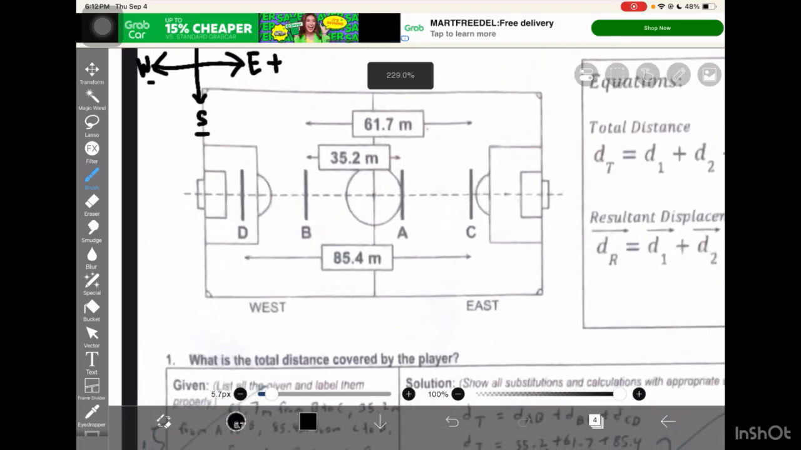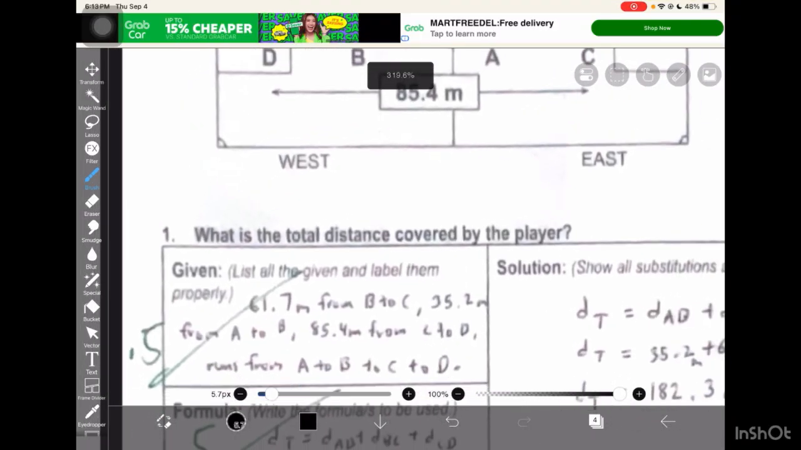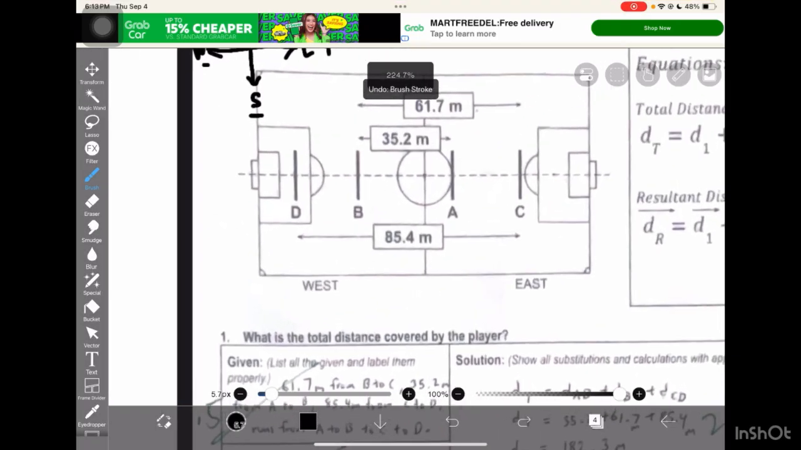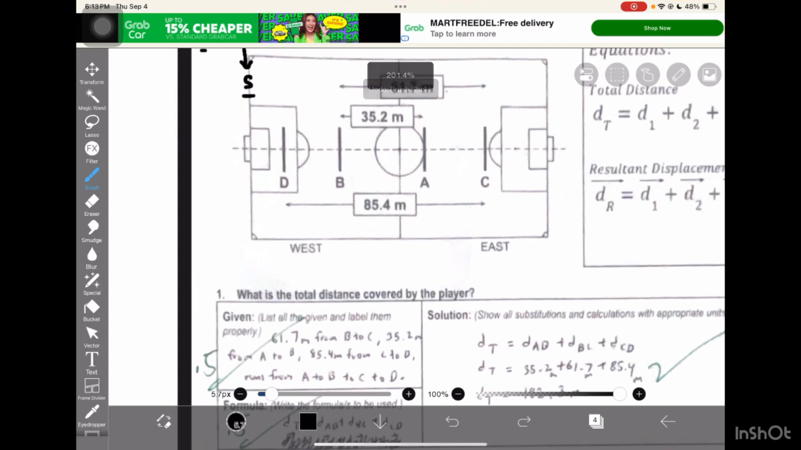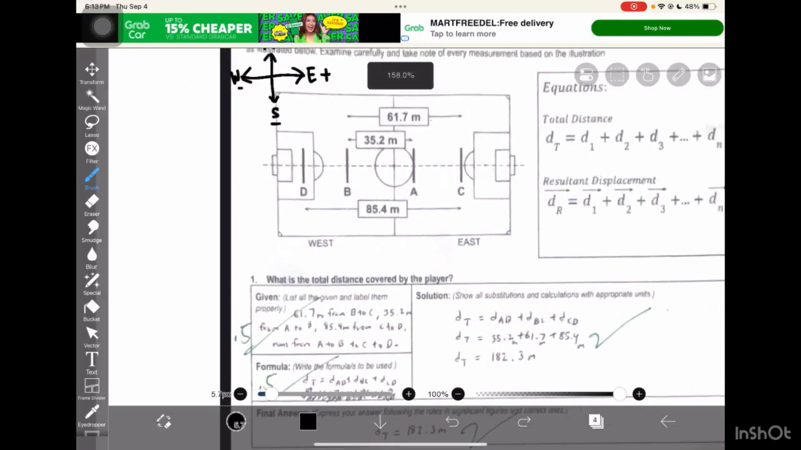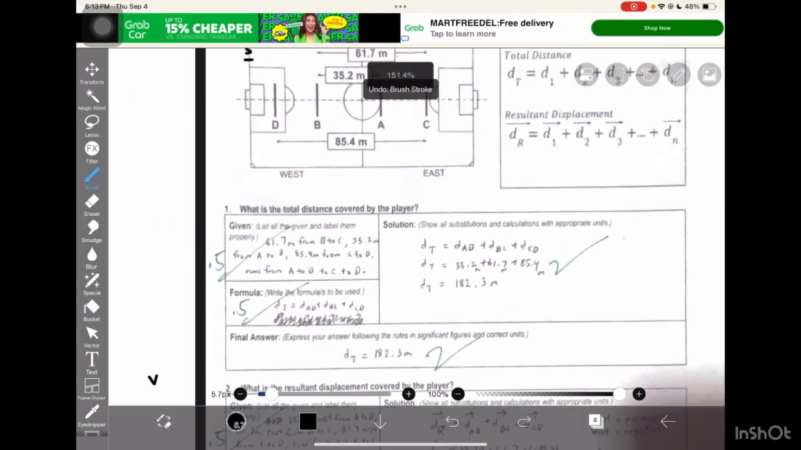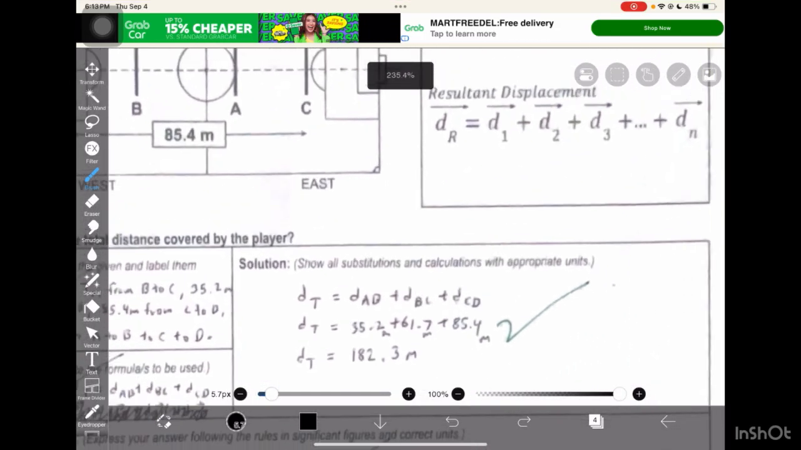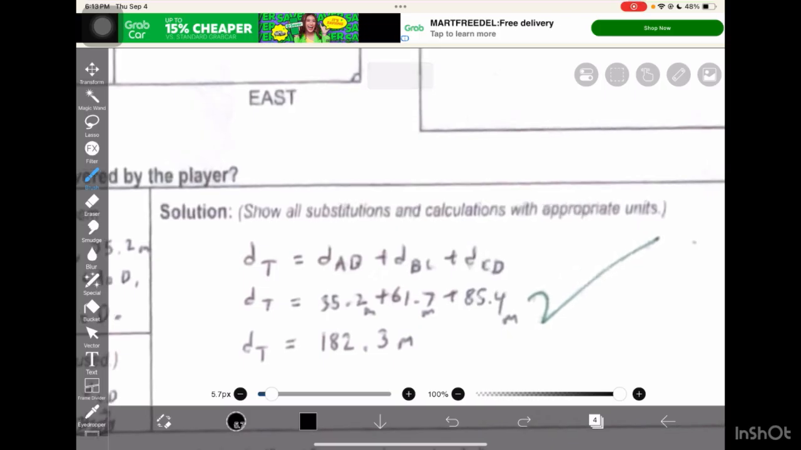What is the total distance covered by the player? So what's our given? We have 35.2 meters from A to B, 61.7 meters from B to C, and then 85.4 meters from C to D, and we run from A to B to C to D. So what's the formula? We just have to use the distance formula, so it's just this one. I copied this one over here. Solution. So d sub t is equal to d sub AB plus d sub BC plus d sub CD.